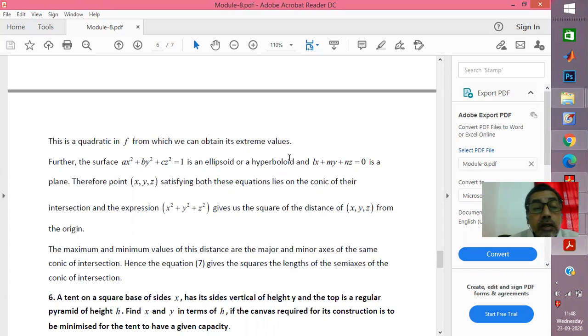And then we can also look at the geometry of the surfaces which are given. Ax square plus by square plus cz square is equal to 1, assuming that the coefficients are positive, is an ellipsoid. And then Lx plus my plus nz is equal to 0 is a plane that passes through the origin. So therefore, by solving these two, we get the points of intersection, which of course we cannot determine unless we have knowledge of ABCs and elements.